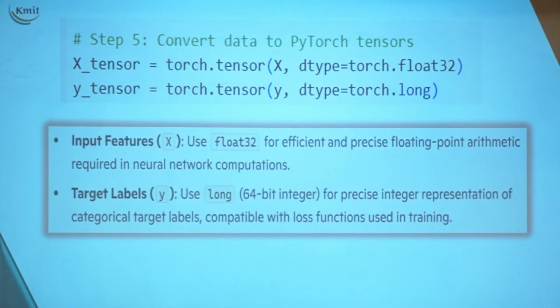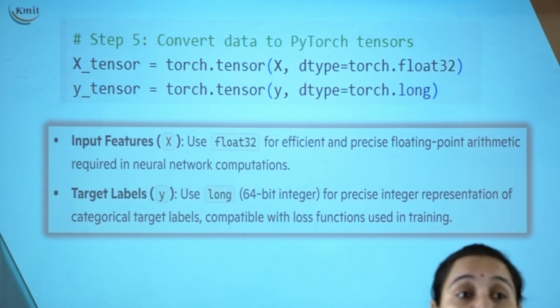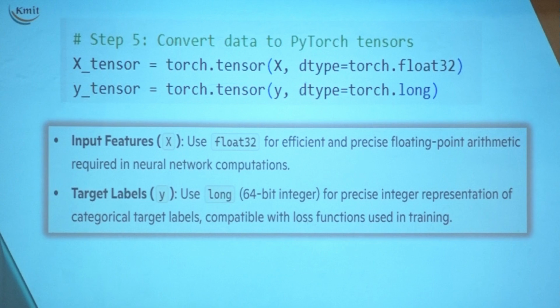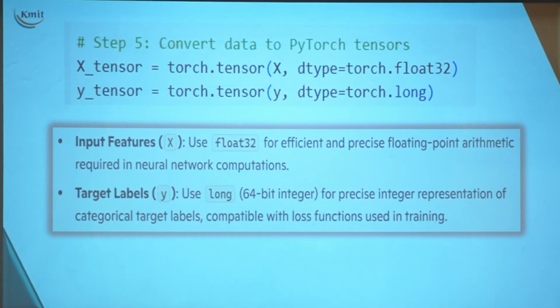Important part. What are you doing? Now converting your PyTorch center tensors. X tensor I am creating, passing my X value. What is the data type that you could see? What is the data type for X? Float. What is the data type for Y?